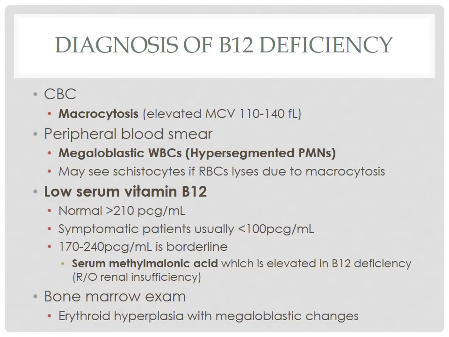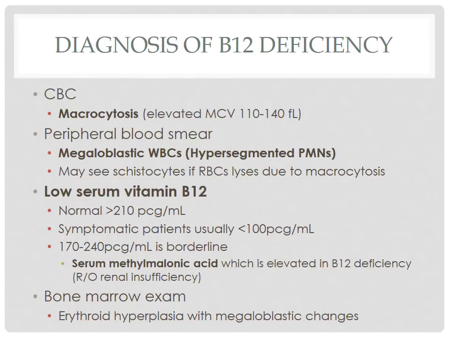Diagnosis of B12 deficiency. First, you'll start with a CBC, and on CBC, you will see macrocytic red blood cells, typically in the range of 110 to 140. For B12 deficiency, the peripheral smear will also demonstrate megaloblastic white blood cells, specifically neutrophils, and these are the ones that have 5 or more lobes. These also may be called hypersegmented polymorphonuclear cells.